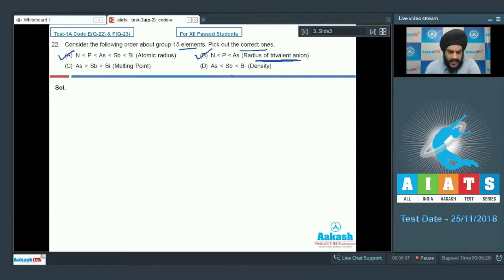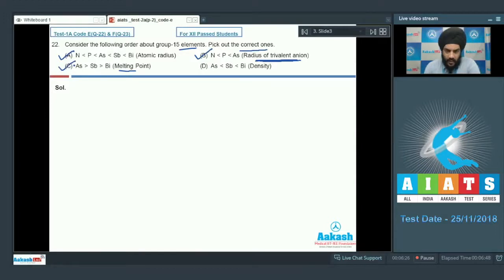Let us talk about the C option now. So we have to compare the melting point orders. So melting point does not follow a very smooth trend. It first increases up to arsenic. Then after arsenic, it decreases from antimony to bismuth. So students, this option is also correct.